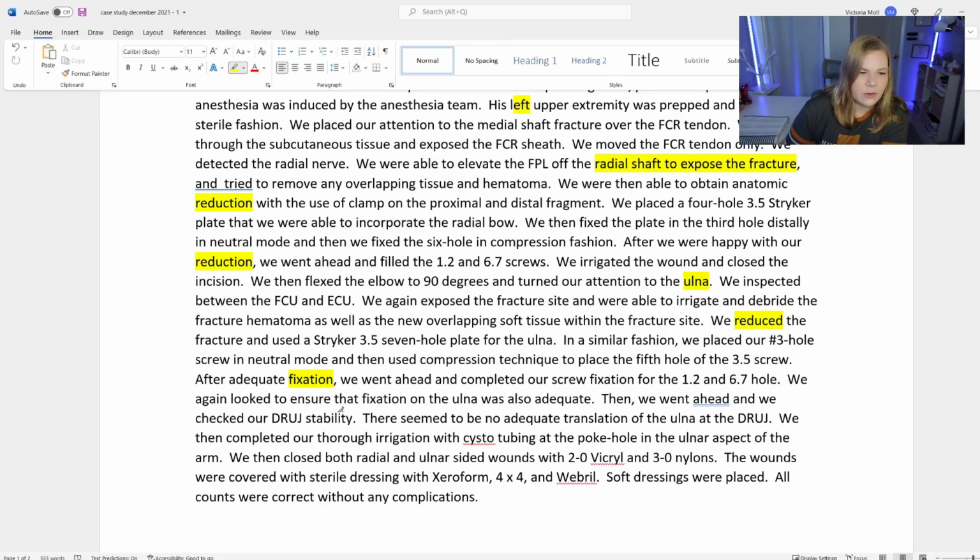Then we went ahead and checked our DRUJ stability. That's the distal radial ulnar joint. And there seemed to be no abnormal translation of the ulna at the DRUJ. We then completed our thorough irrigation with cystotubing at the poke hole in the ulnar aspect of the arm. We then closed both radial and ulnar sides with Vicryl. Wounds were covered with sterile dressings.